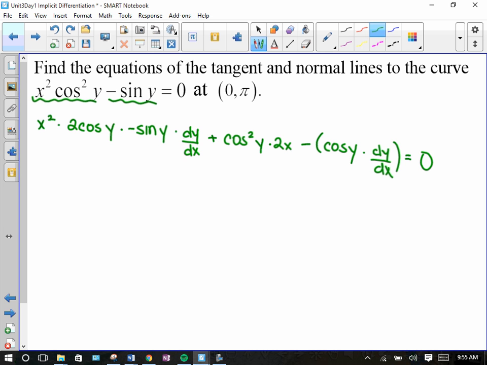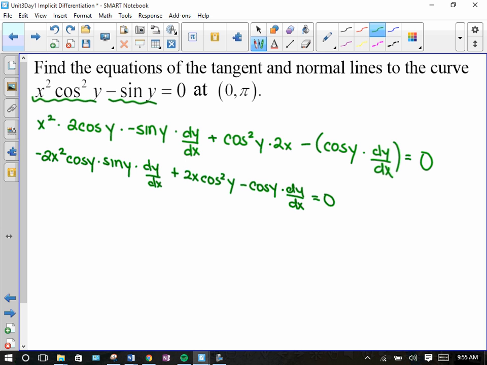So we just have some simplifying to do, getting dy/dx all by itself. I'm going to bring this minus sign and this 2 all the way out front. So it's minus 2x squared cosine y times sine y times dy/dx, plus 2x cosine squared y, minus cosine y dy/dx, all equal to 0.